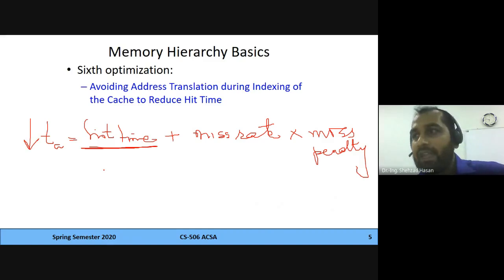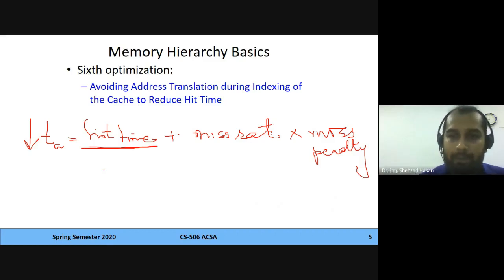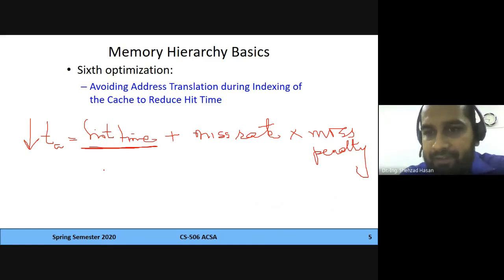So sixth optimization is avoid address translation during indexing of the cache to reduce hit time. Now for this optimization, I need to explain something before we go to what's actually going to happen. So up till now, what we have discussed was that whenever the processor is going to issue an address, that address is a physical address. It's an address of main memory, and then it fetches.